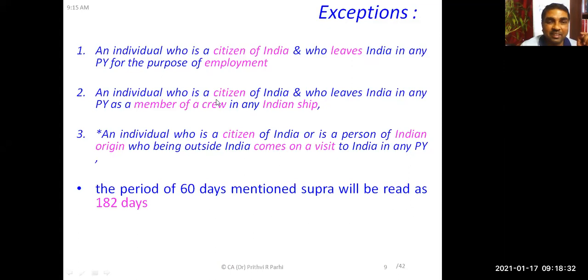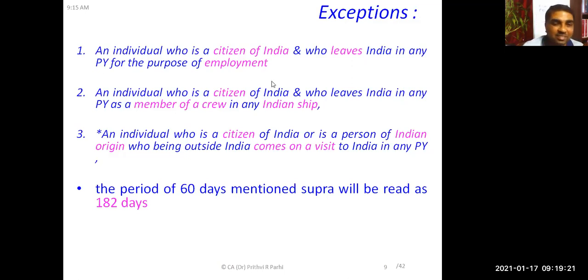The second exception is an individual who is a citizen of India who leaves India in any previous year as a member of crew of an Indian ship. The second situation is that the Indian citizen is leaving as a crew member, and that too in an Indian ship, not in a foreign ship. First case, he is leaving for the purpose of employment. Second, he is leaving as a crew member in an Indian ship. These are the 2 exceptions I told you. Remember, in both the cases, what is the condition? He should be an Indian citizen. He should leave India either for employment or as a crew member in an Indian ship. Did you understand first and second? Yes, sir.